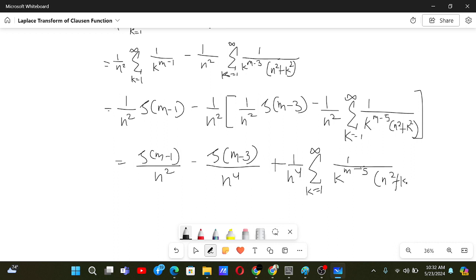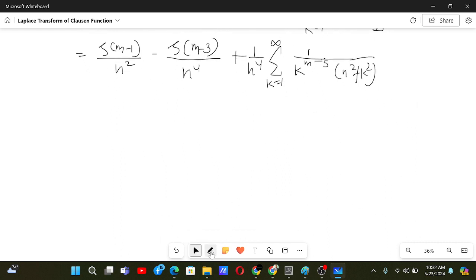So you can clearly see that this power is decreasing by 2, 2, 2, and eventually, because m is even, it will reach 1. So k times n square plus k square will be there. And once it is at that point, we'll try to evaluate that sum, which will be easily evaluatable using the digamma function. Yeah, we have to reach that point first.